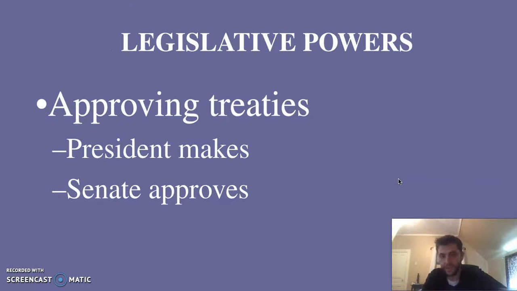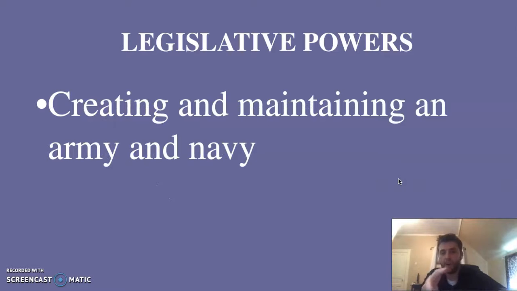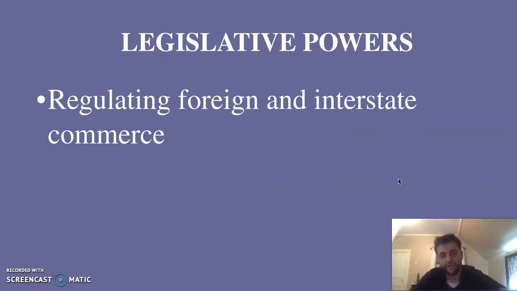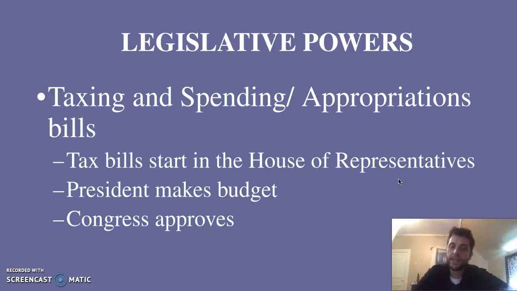Other powers: approving treaties. The Senate gets to approve treaties, although the president gets to really make them. Creating and maintaining an army and a navy is an important part of the legislative branch. Declaring war: believe it or not, Congress has the power to declare war, but really it's the president who directs the operations of the war. Regulating foreign and interstate commerce. It's important to regulate trade between one another and other nations. Taxing and spending. Yes, one of the most powerful abilities of the government is to tax and raise money for its programs.